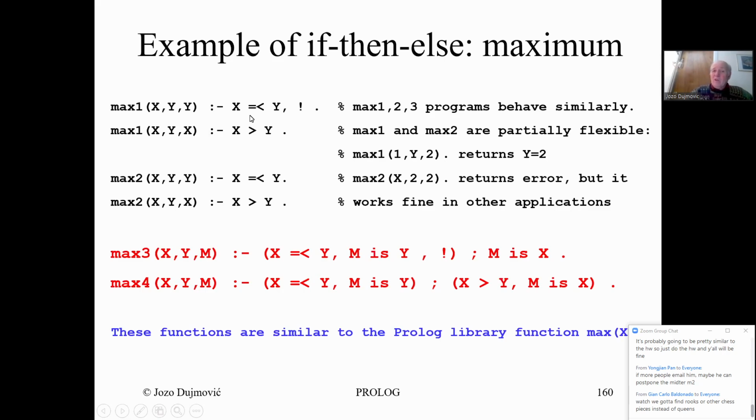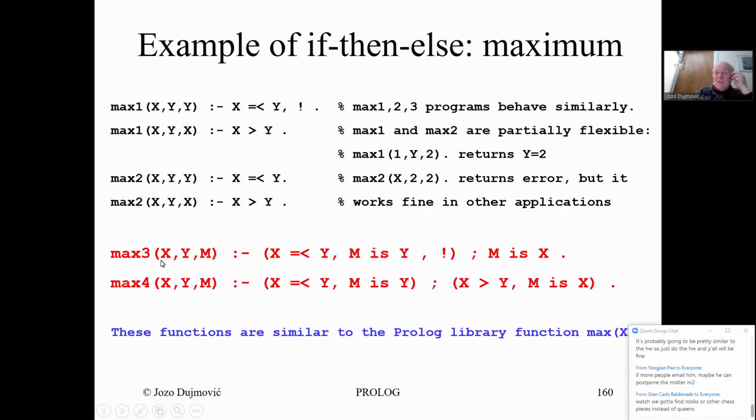Here, if this is not the case, therefore if X is not less than or equal to Y, then you say the maximum between X and Y is X if X is greater than Y. So you can say, why repeat this here? And you can do that also without this cut. So what is the difference between max1, this max without cut, and max3, which is based on if-then-else?